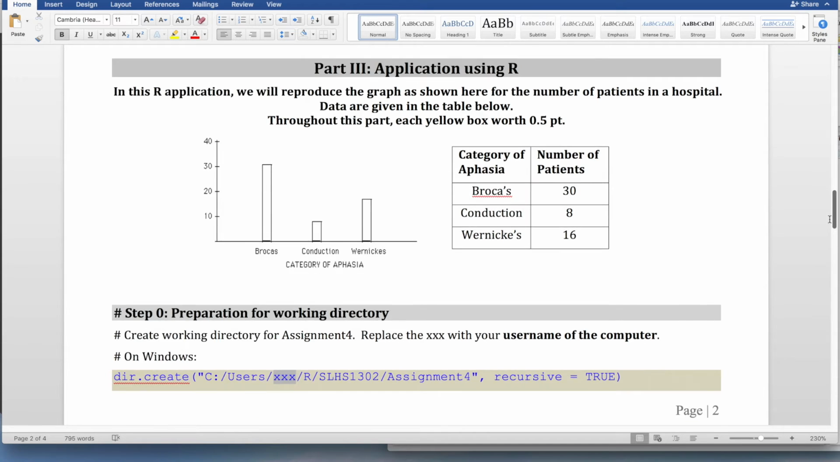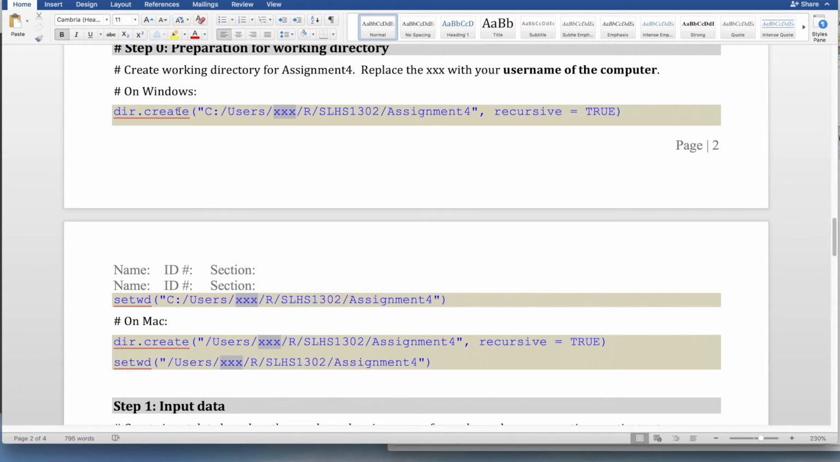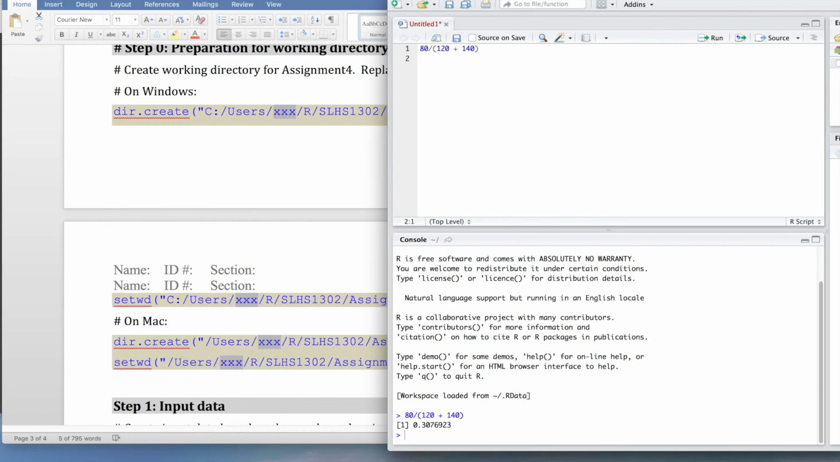So first, like always, what we'll want to do is create our directory. This first set of code lines is for Windows users, the second set is for Mac. Remember to replace the X's with your username. And if you're still having trouble finding your username, go back to assignment 3 under the creating a directory section, and you should be able to get that code line, which will find your username for you. That's in assignment 3. All right, so what we'll do is copy the code lines that match our laptop.